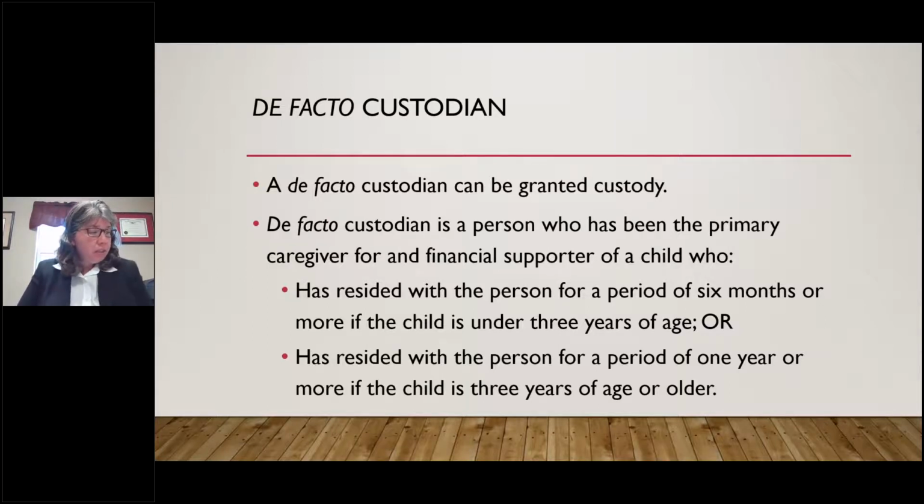So a de facto custodian is a person who has been the primary caregiver for and the financial support of the child, who has resided with the child, and the person petitioning has resided with the child for a period of 6 months or more if the child's under 3 years of age, or for 1 year if the child's older than 3. So that would be if a grandma has had a child for the last year and the child's 4, then that grandma would have standing to ask for custody of the child.